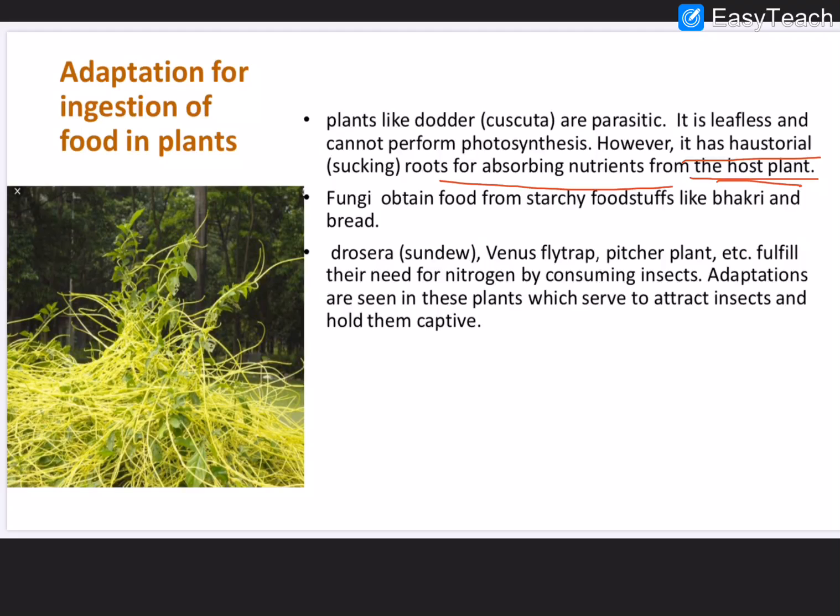The next case is the fungi. Fungi, you can see the fungus that is obtained from starchy foodstuffs like bread. You can see green fungi grow on that. They are also parasitic.